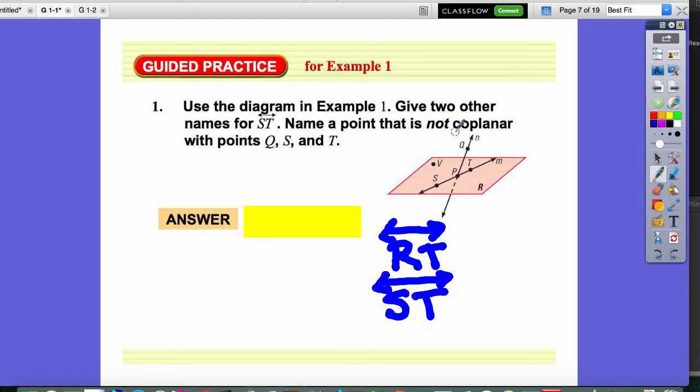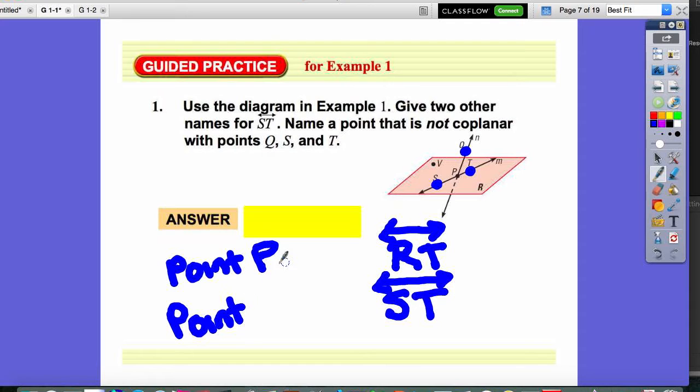Name a point that is not coplanar with points Q, S, T. So if you could imagine this, you could have a plane vertically that goes through plane R that would encompass Q, S, and T. If you set that up, point P is part of that plane. Point V is not part of that plane. Please be careful here. R is not a point. There's no dot.